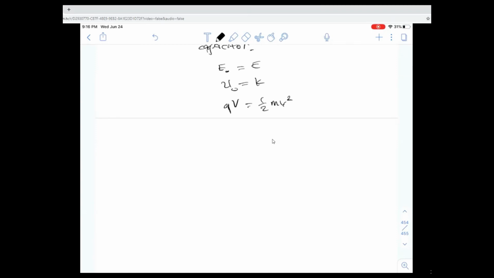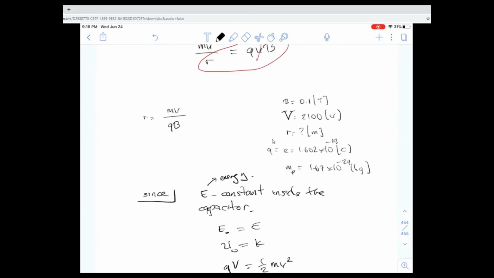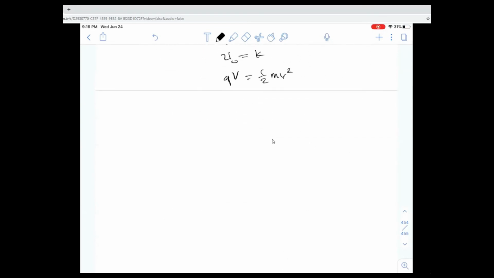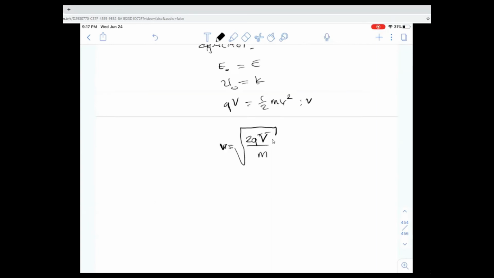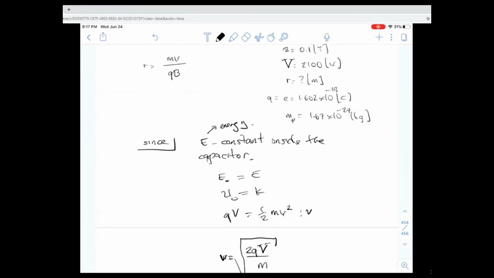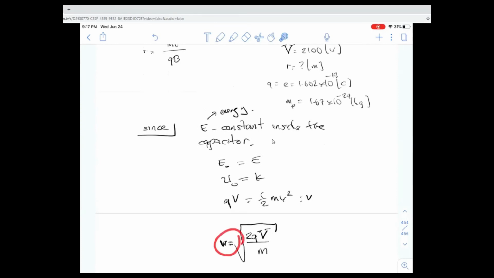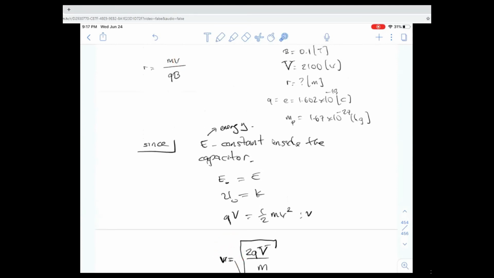I'm doing something that I'm already hating because I wanted to keep that in terms of mv squared, but that's fine. You've got to make some sacrifices. Solve for v. Upon solving it for v, what do you get? It's going to be the square root of 2QV divided by m. So we end up getting an expression for v, and this expression is going to go there.